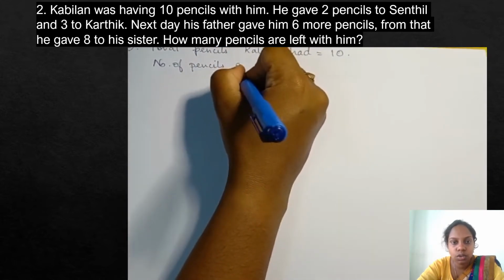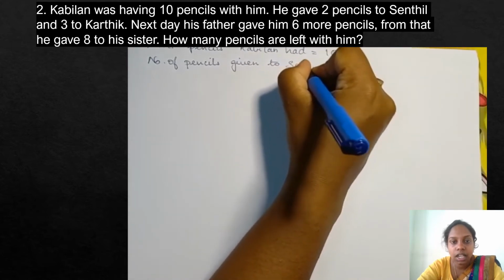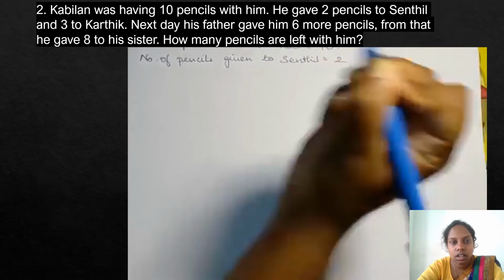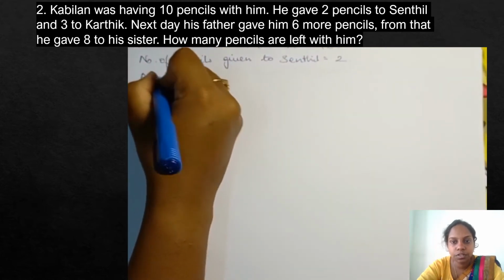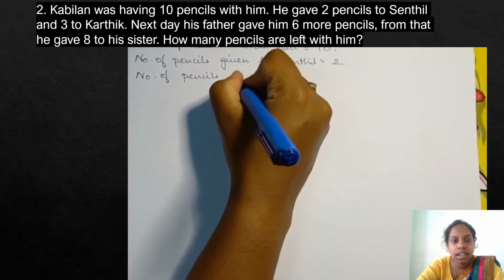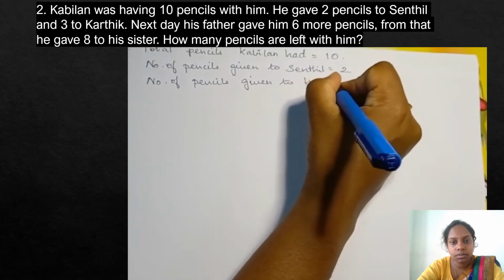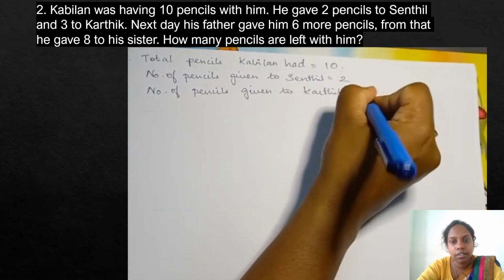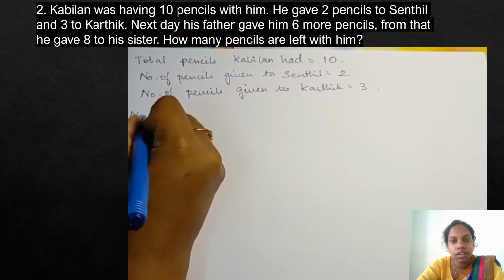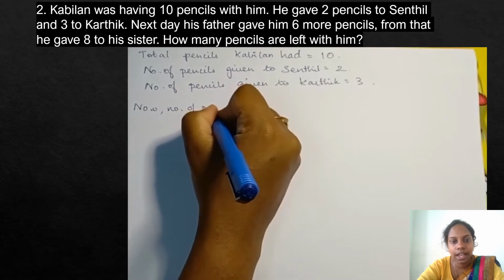So now, the total number of pencils Kabilin had was 10. The number of pencils given to Sendil was 2 pencils. From that 10 he gave 2 pencils to Sendil. Next, the number of pencils given to Karthik. From the 10 he will give 3 pencils again. So 3. Now we'll find totally how many pencils Kabilin will have in his hand.